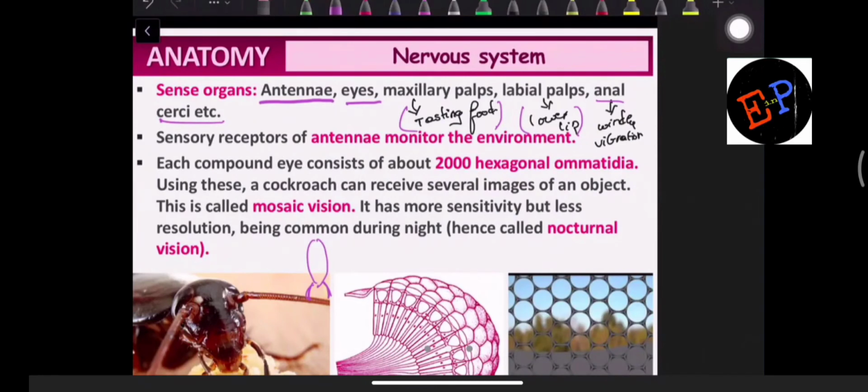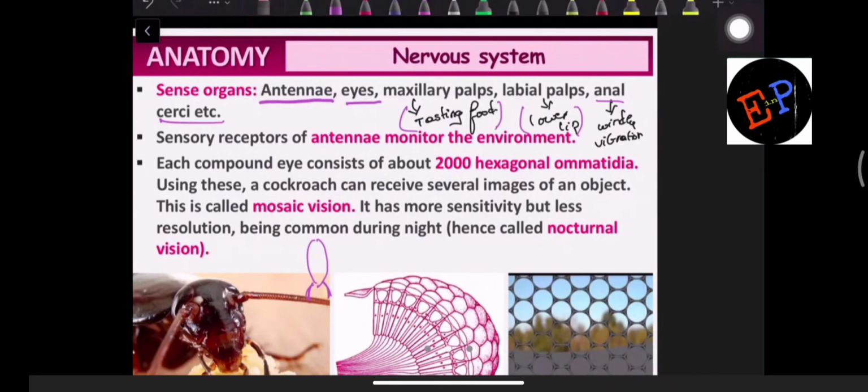So it is wind sensitive and it is vibration sensitive. Already we have studied, no? So it is able to sense the direction of the winds and it is also able to sense the vibrations which are produced in its surroundings. So this is the function of anal cerci. Clear? So these are some of the sense organs present in the cockroach. What are the organs? Antennae, eye, maxillary palps, labial palps and anal cerci. These are the regions. Clear, no?